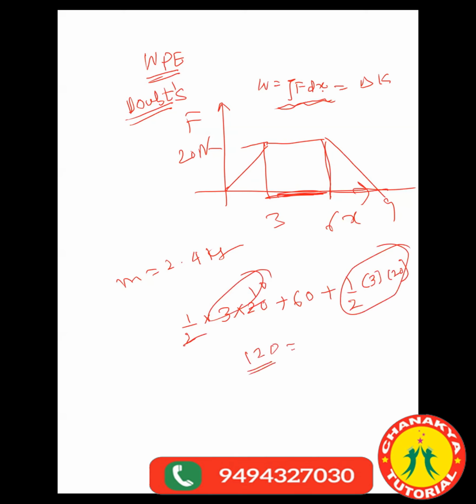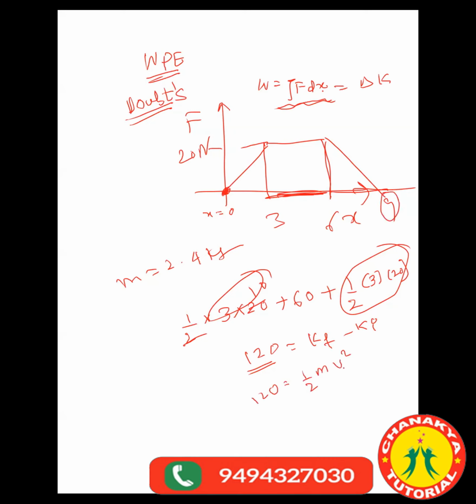So work is equal to final kinetic energy minus initial kinetic energy. Initially, the body is starting at x equal to 0, correct? What is the force and acceleration there? 0, correct? And x is also 0. That means initial velocity is 0. So 120 is equal to half mv square, where v is the final velocity at x equal to 9.